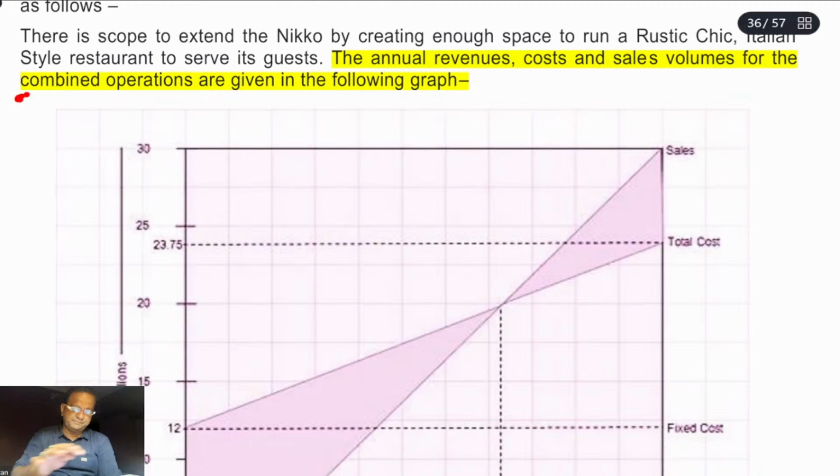Can you please tell me, beta, what do you mean by combined operation in this particular point? Combined operation means, okay, the annual word is simple, that the revenue, cost and volume are annualized. What do you mean for the combined operations? I'm waiting for your interpretation, beta. What interpretation can be drawn for the word combined operations?